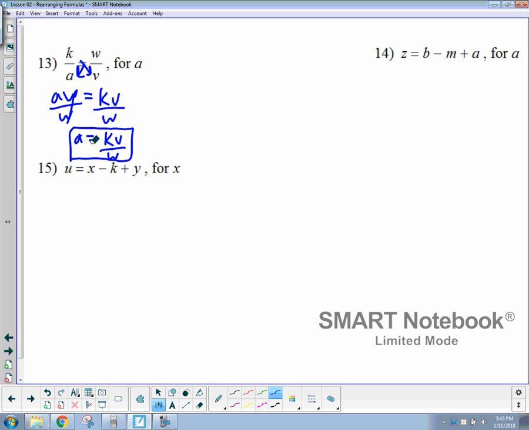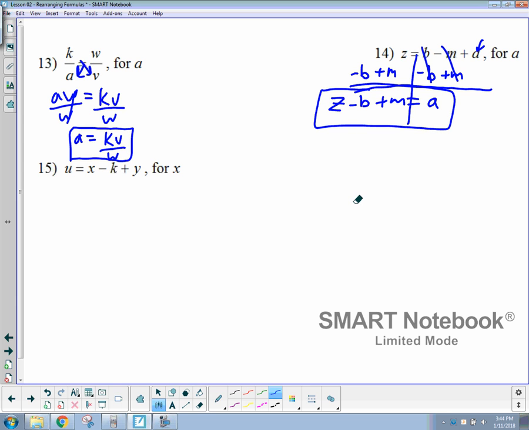14. Again, we're solving for A. Okay, so we need to get rid of the B and the M. And look, I'm just going to kill two birds with one stone again. Subtract the B. What you do to one side, you do the other. Add the M. And we leave A alone. So the B's cancel, the M's cancel. So we're going to have Z minus B plus M. And that's it. All done.